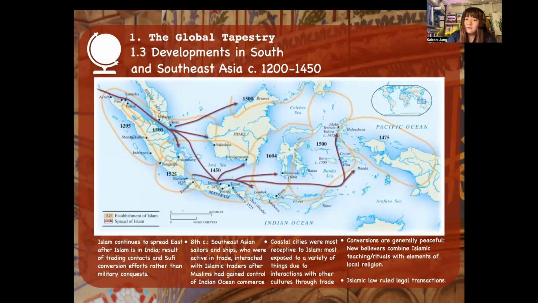You had a lot of Southeast Asian sailors and ships, and they interacted with Islamic traders a lot after the Muslims gained a lot of control over the Indian Ocean commerce, because whoever controls the power in a region controls the trade routes, and vice versa. And the Islamic strength was very mighty in the Indian Ocean. You had a lot of peaceful conversions. There were a lot of new believers combining elements of their local religions with Islamic teaching and rituals in this syncretizing religions. And Islamic law, Sharia law, ruled a lot of these legal transactions.